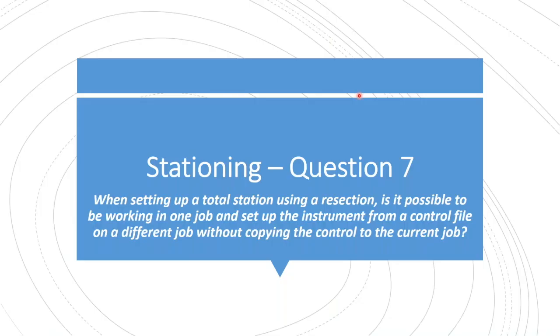It's quite a wordy question. When setting up a total station using a resection, is it possible to be working in one job and set up the instrument from a control file on a different job without copying the control to the current job?